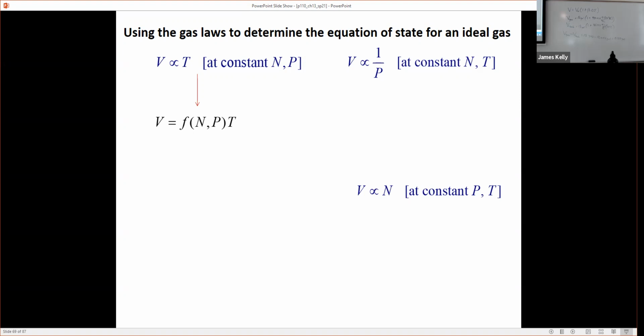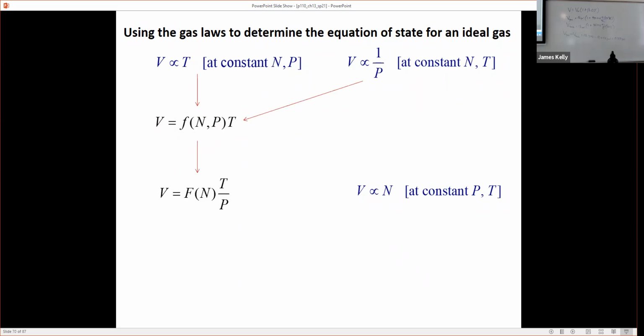Okay, so the fact that volume is proportional to temperature means volume is equal to a constant times temperature. But since this law is true only at constant N and P, constant number of molecules and constant pressure, that constant of proportionality, when we say V is proportional to T, could actually be a function of N and P. If N and P are constant, we're saying that V is proportional to T, but that constant might depend on N and P. So we've got to figure out what that unknown function of N and P is.